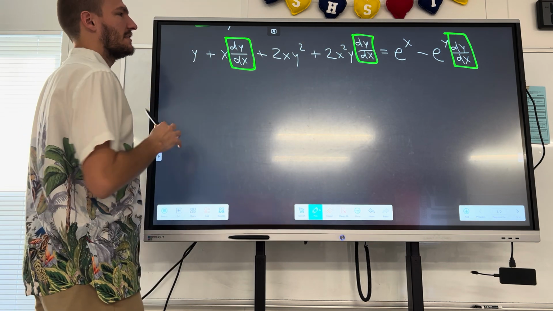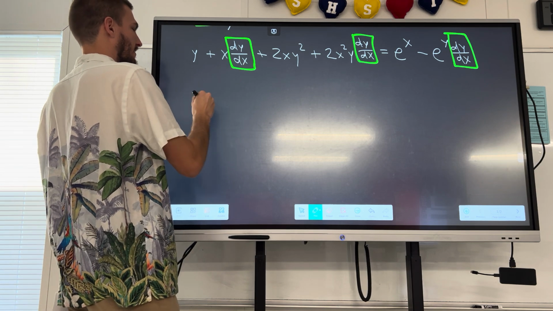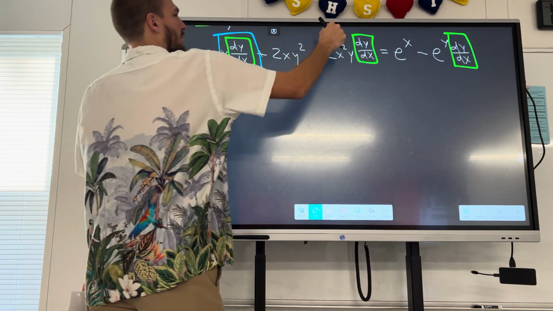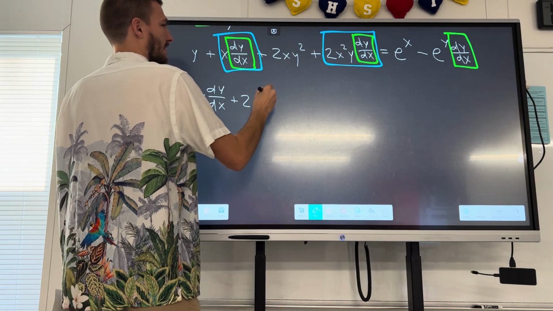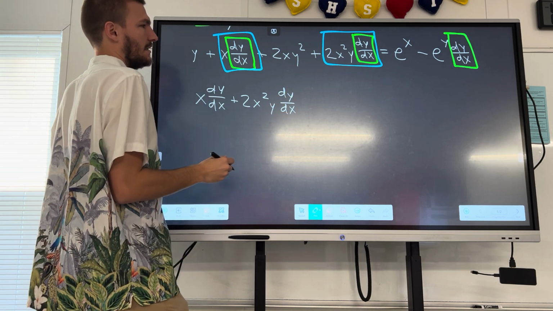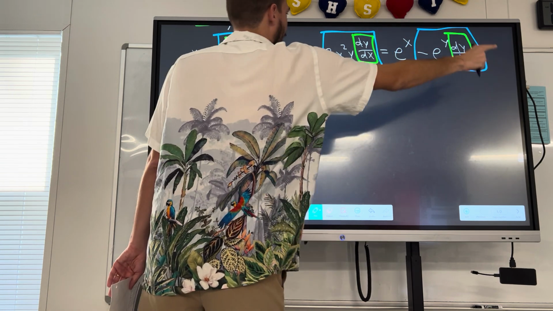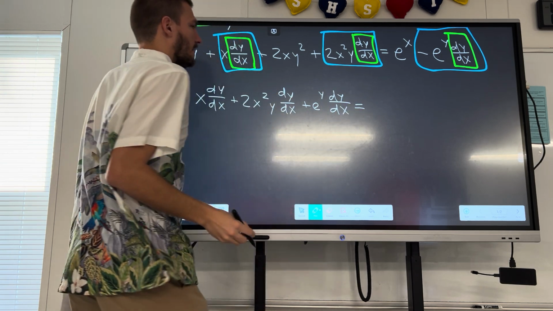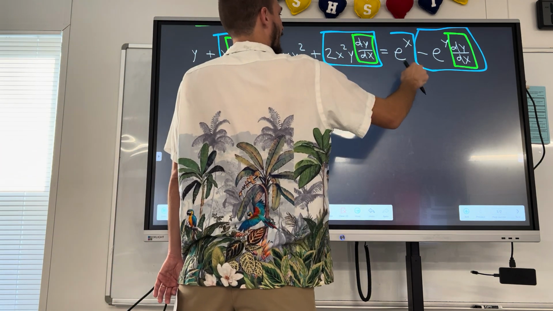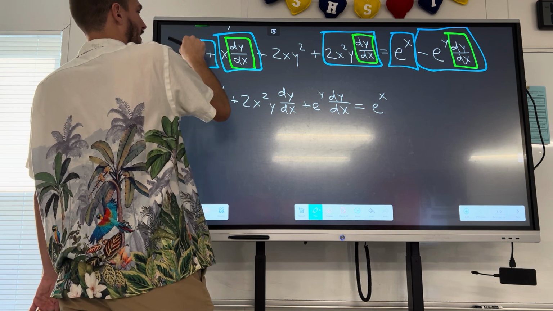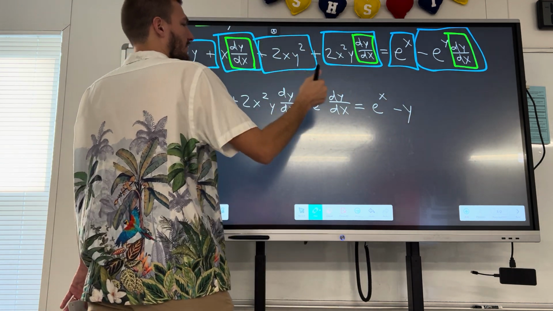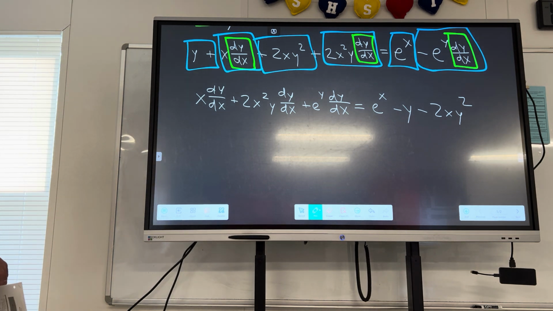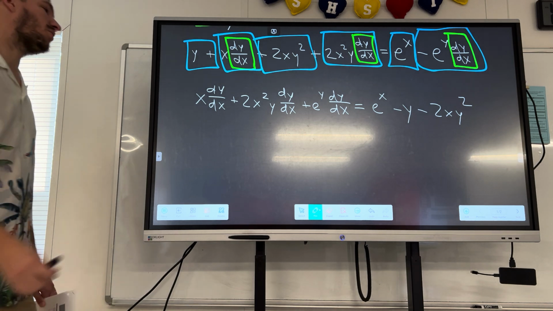Bring all your dy dx's over to one side. So I'm looking at this one, which can stay on the left, x dy dx, and all, let's do blue so I can figure this out. So this one can stay, this one could stay, plus 2x squared y dy dx. This one needs to jump to the other side, so that negative e to the y dy dx would have to come over here and be positive e to the y dy dx. This piece over here can stay on the right side, e to the x. This piece can go over there, negative y. This piece can go over there, negative 2xy squared. And now we've got all of these on one side.